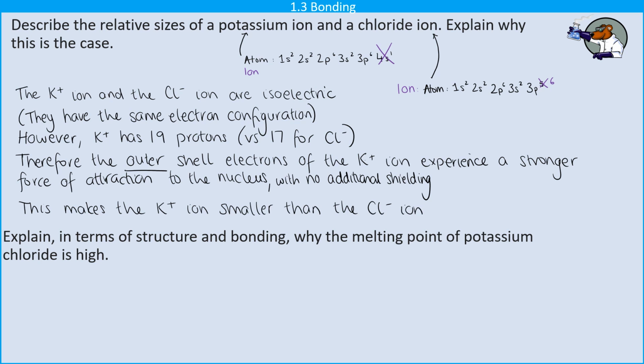So this means that the potassium ion is actually going to be smaller than the chloride ion, because those same electrons that started out in the same position, if you kind of think of it that way, are then being pulled closer to the nucleus by this stronger electrostatic force of attraction.